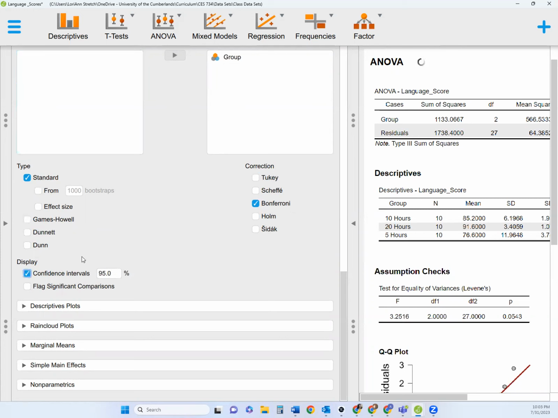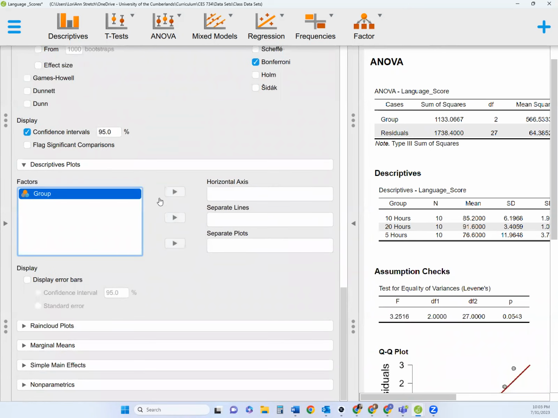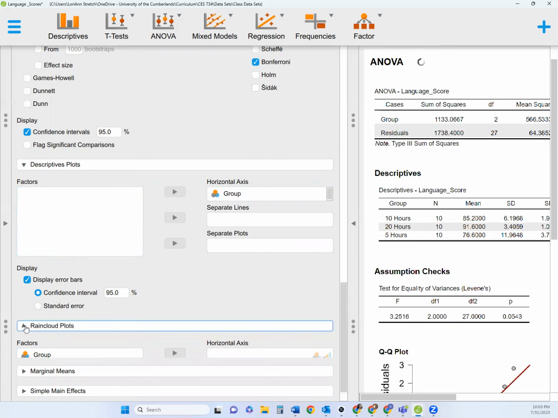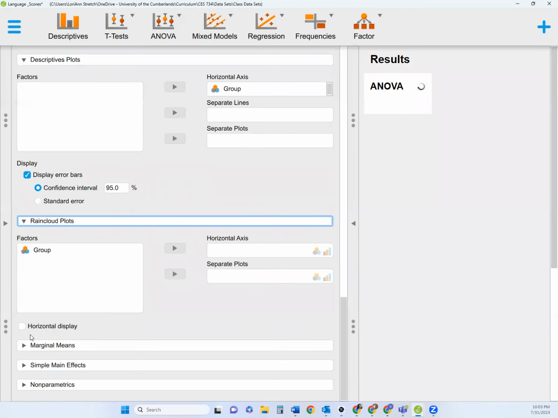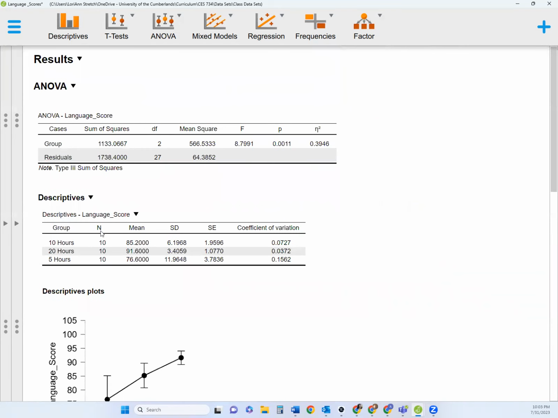I can also display confidence intervals if I want. I can do descriptive plots. I can move my group to the horizontal and click my error bars at 95%. Let's see. Nope, I don't think I need any of these. And I don't need non-parametric unless I violated my assumptions. So let's take a look.